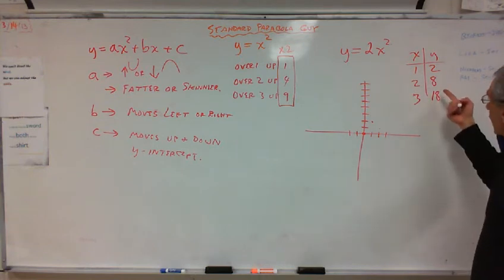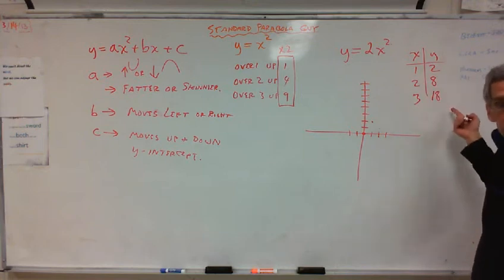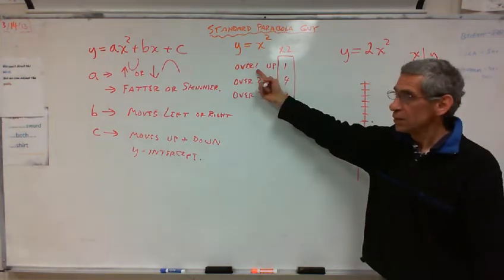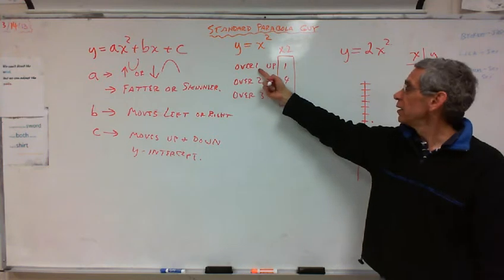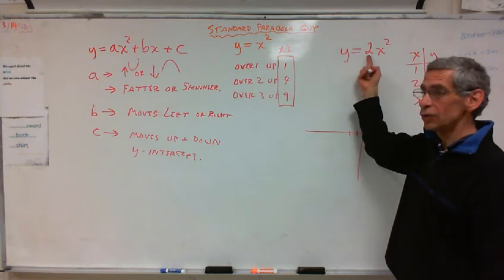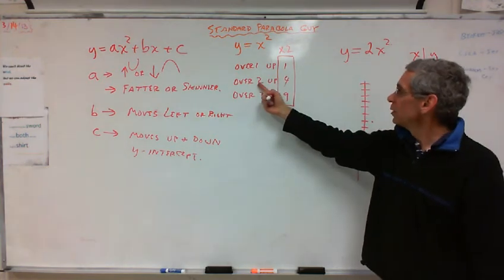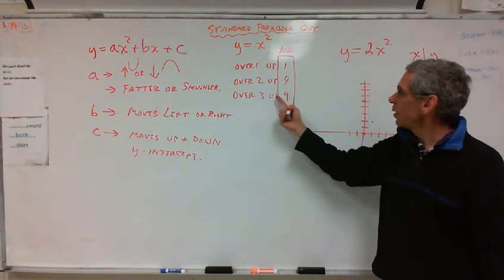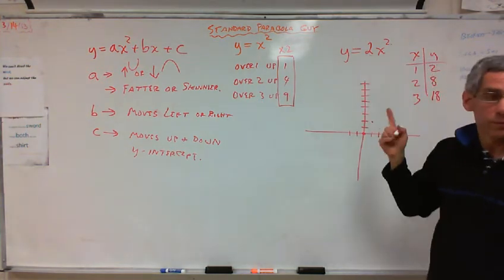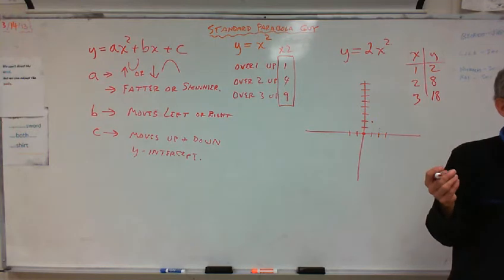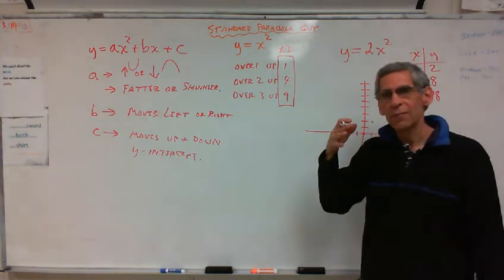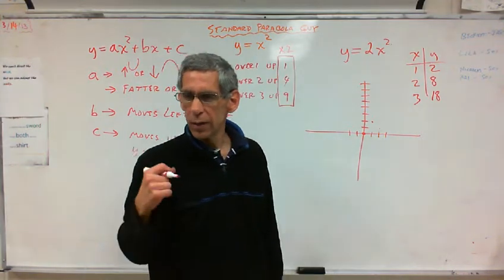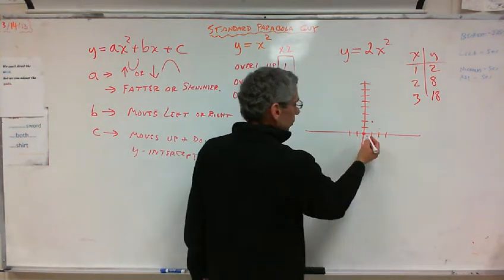Yeah. So yes, you could do a t-chart, but it's so much easier to just do this. Over 1, up 1 times 2. Over 2, up 4 times 2. Over 3, up 9 times 2. So easy. You can do that in your head. You have mastered math enough to do this kind of thing in your head. You can do it. I believe in you.